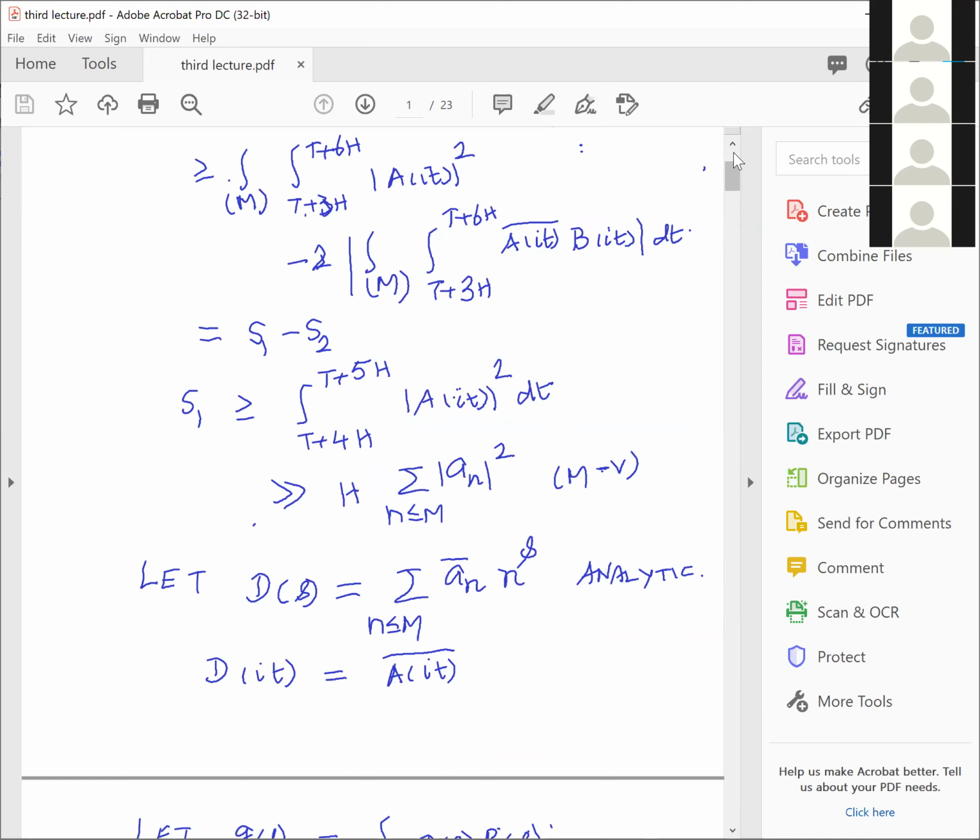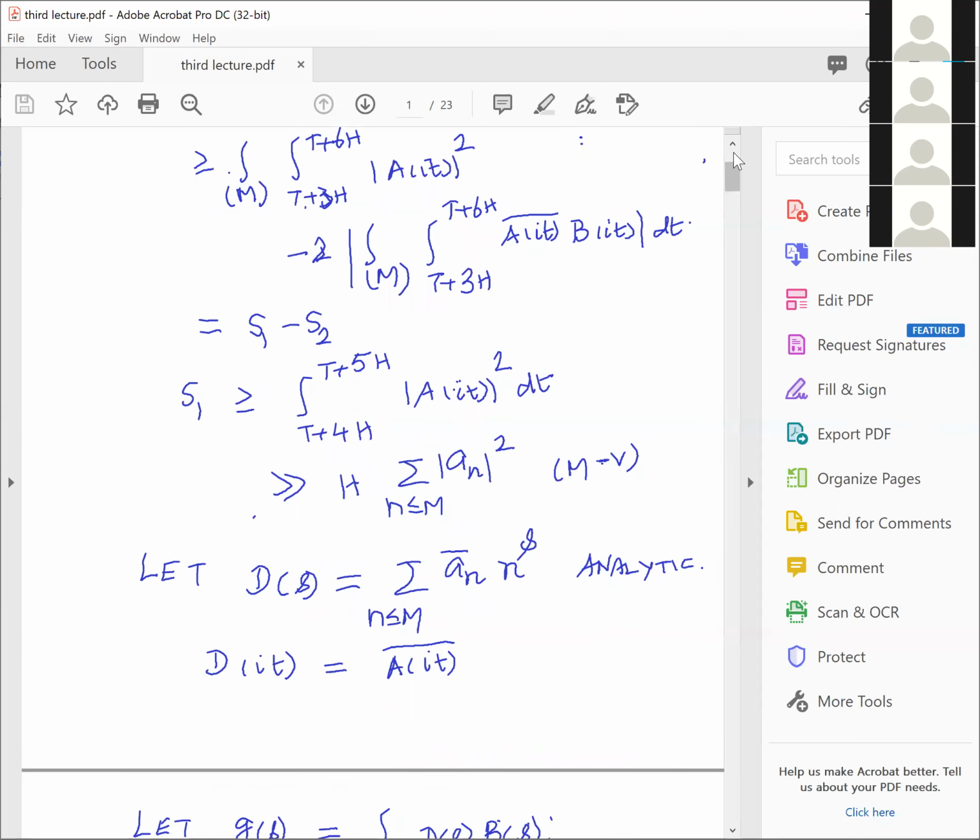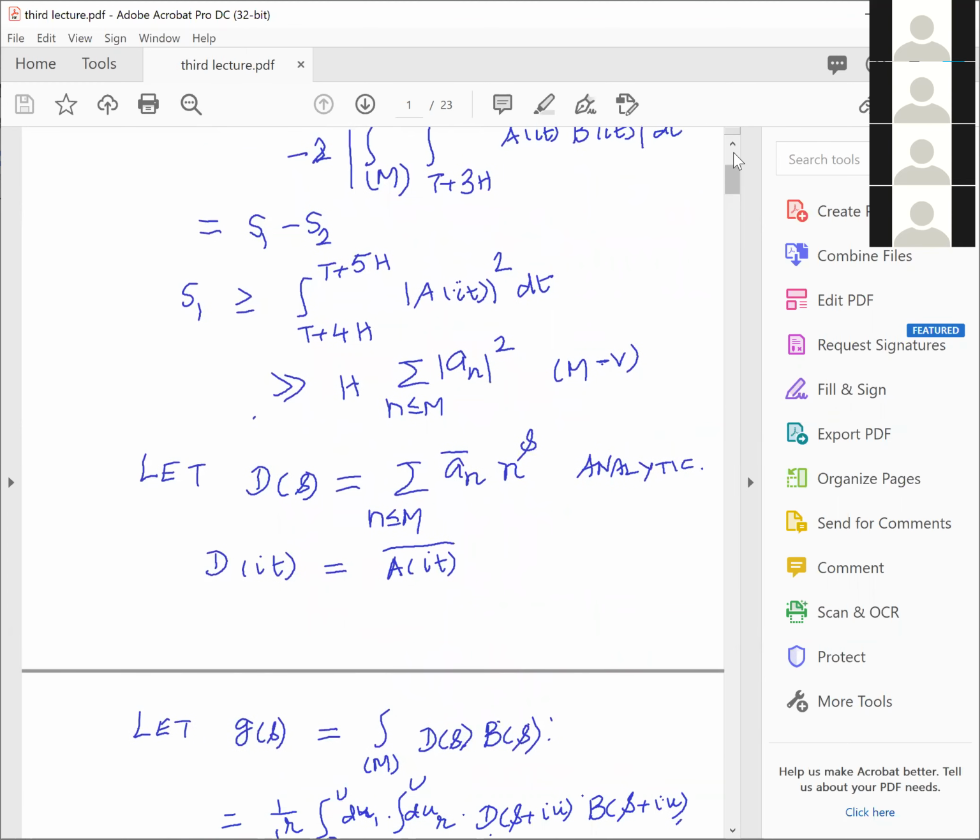The first problem that would come is that since d of s has n power s in the numerator and not in the denominator, once you move to the right, d of s will grow up, and therefore you may have some problems from the horizontals. That is something which you have to handle. Therefore, let's do that first.